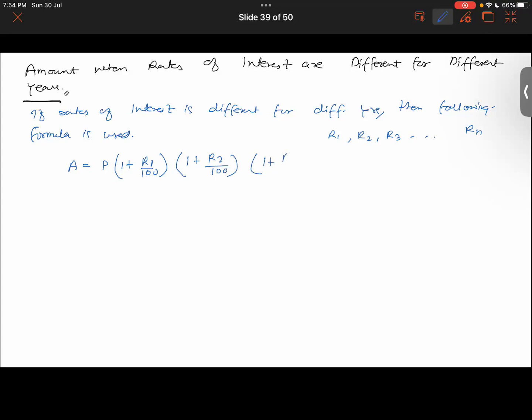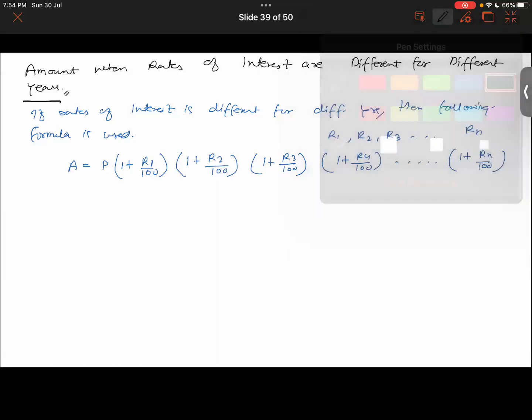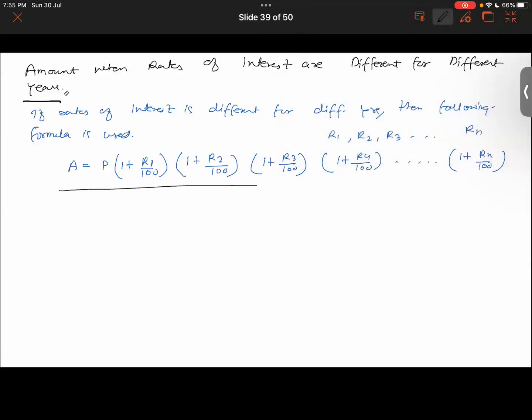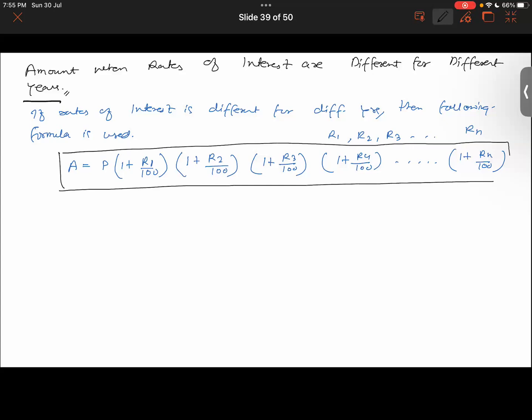So, 1 plus R3 upon 100, then 1 plus R4 upon 100, up to 1 plus Rn upon 100. Okay, so that is one thing here, right? Take the screenshot of this formula. Using this formula, we can calculate the amount for different rates for different years.